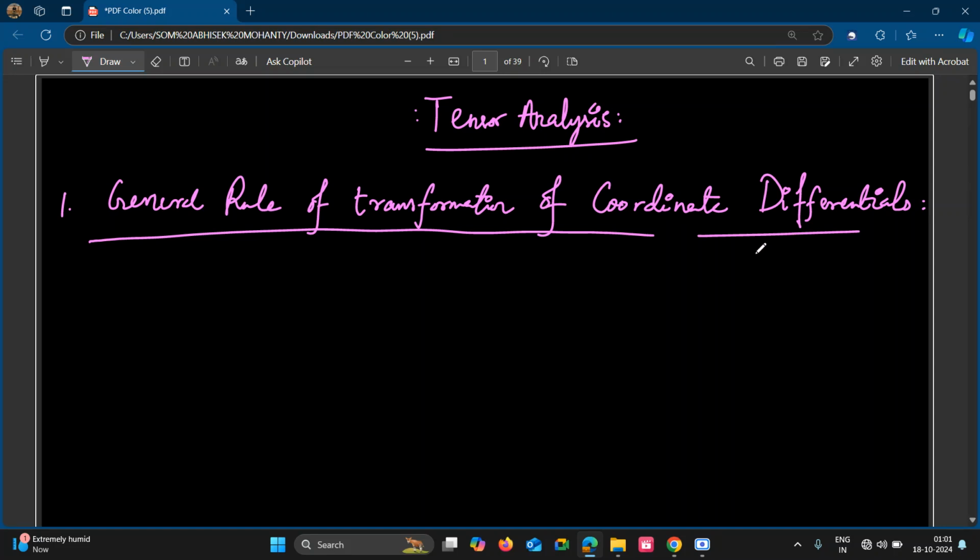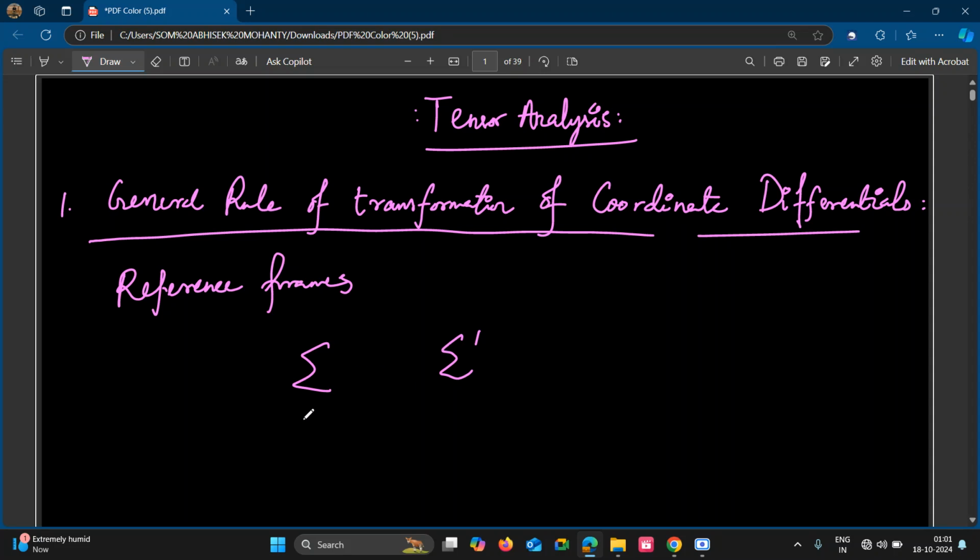So tensor analysis. Okay. So consider two reference frames. Okay, we'll consider two reference frames. First reference frame is, suppose, sigma. Okay, another reference frame is sigma dash. Okay, I'm taking this as two reference frames. One is sigma, one is sigma dash.